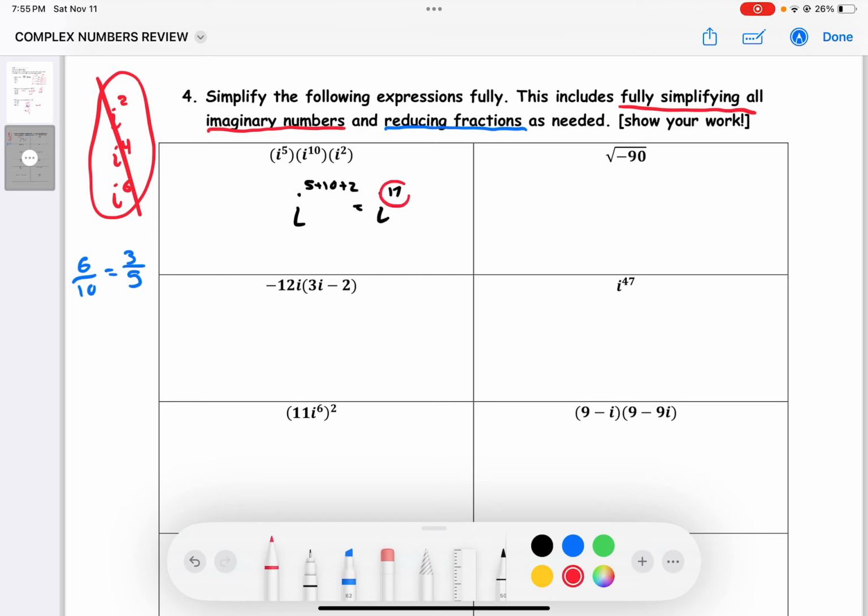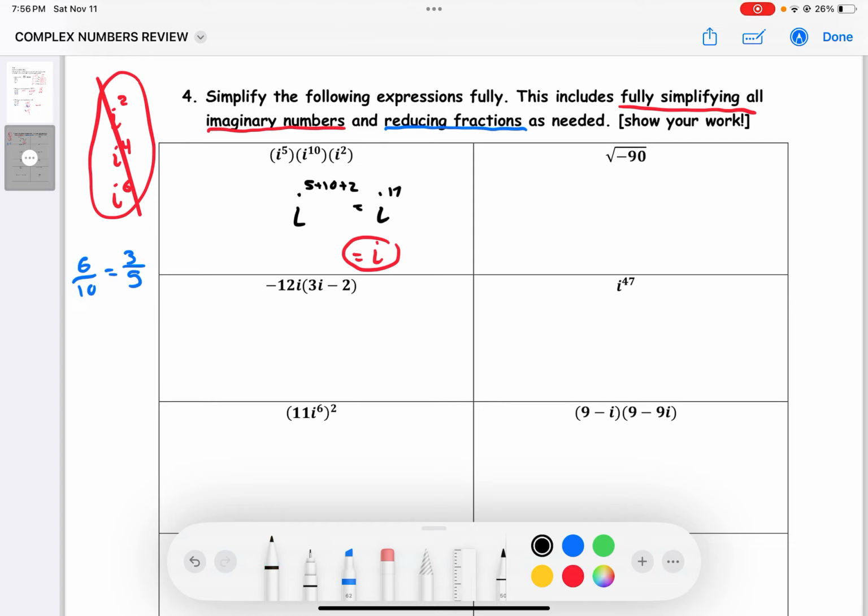And do not stop there, because as you can see, that exponent is bigger than 1, so it is not fully simplified, right? I have to do 17 divided by 4, which is 4.25. The decimal ends in a 0.25, so this simplifies to i. And I will put all final answers in red.